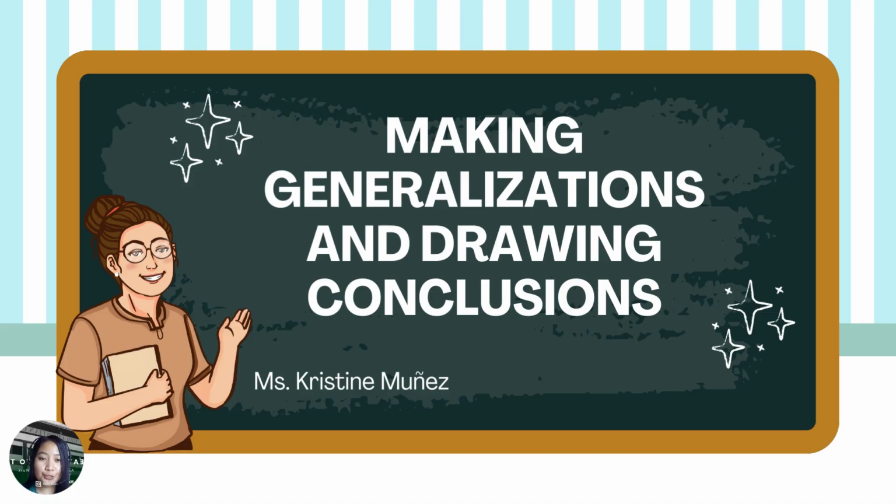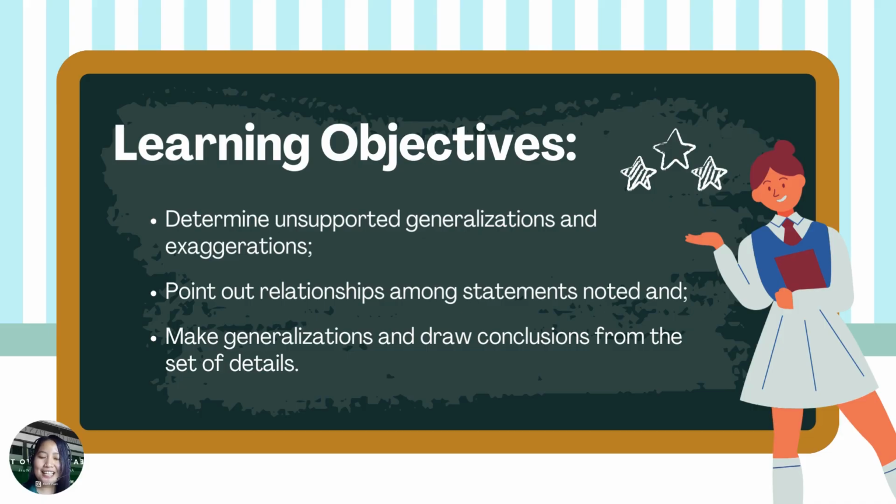Before we dig further into this topic, let's have the learning objectives. These objectives are intended for the recorded and in-person classes. First is to determine unsupported generalizations and exaggerations. Second would be to point out relationships among statements noted through drawing conclusions, and of course, to make generalizations and conclusions from the set of details provided.